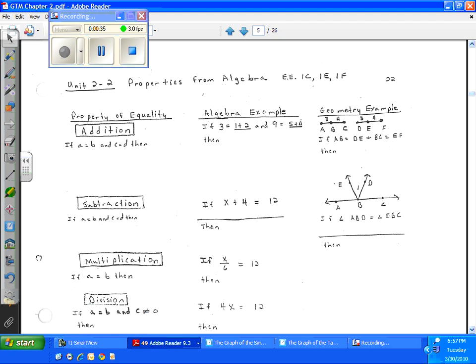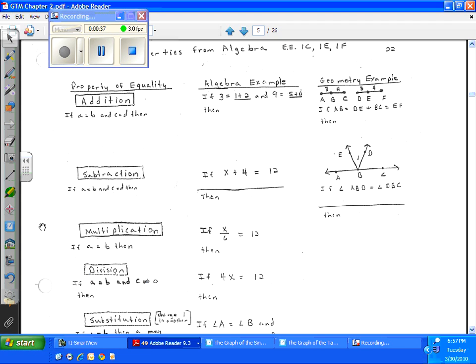All right, properties of equality, the addition property of equality. What we're going to do is give it to you in the proper algebraic form, and then show you how to use it in an algebraic example and in a geometrical example. Eventually we'll use a lot of these in algebraic proof, and in the middle of some geometrical proof.